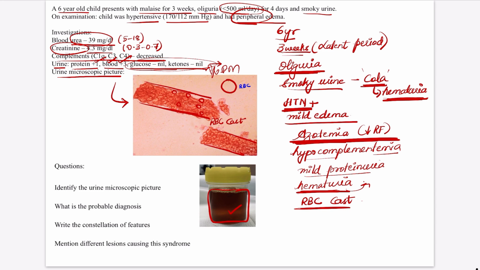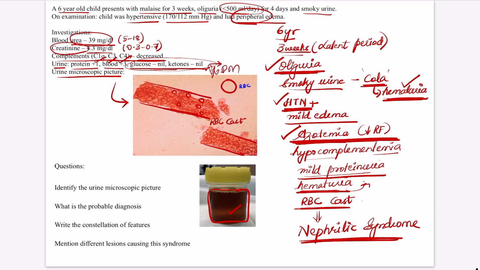All these features are the hallmark features of nephritic syndrome. The presence of hypertension, hematuria, azotemia, oliguria, along with mild proteinuria and mild edema, are the hallmark features of nephritic syndrome.